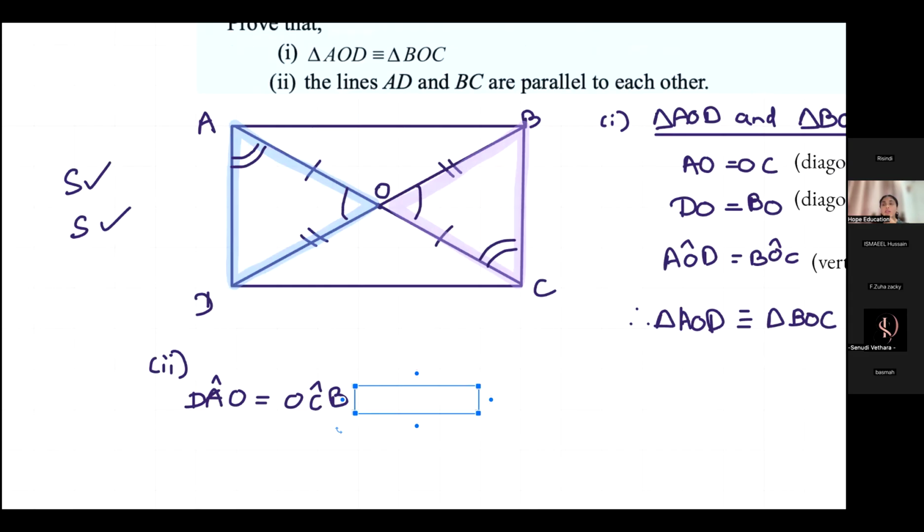Why? Why are they equal? Alternate angles between parallel lines, is that the reason? Why not? Because so far we don't know whether they are parallel or not. They have not given it and we also have not yet proved it. There's a different reason.